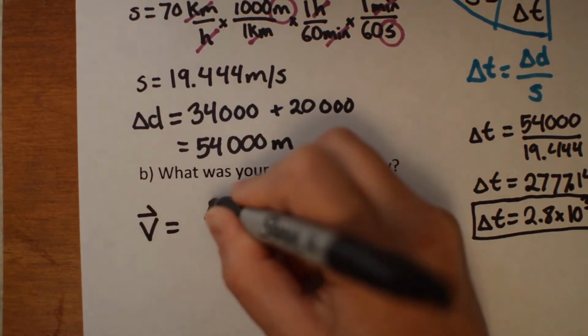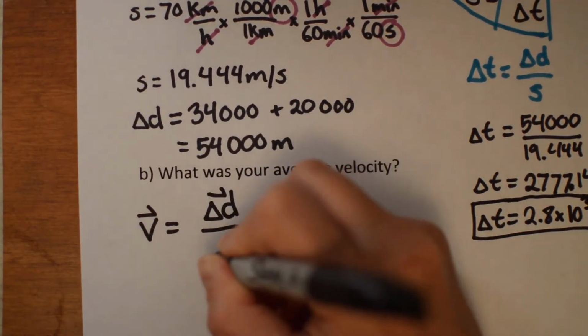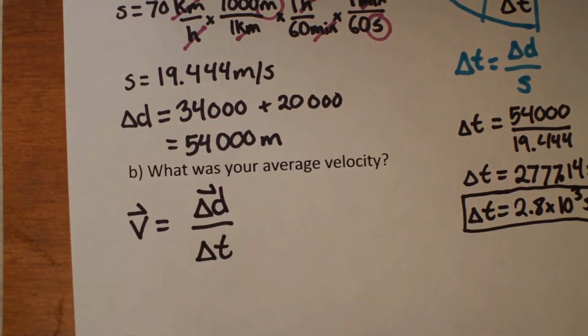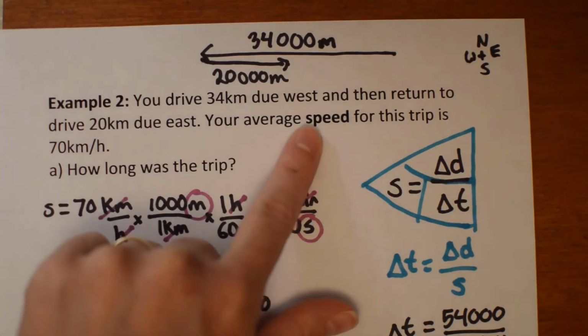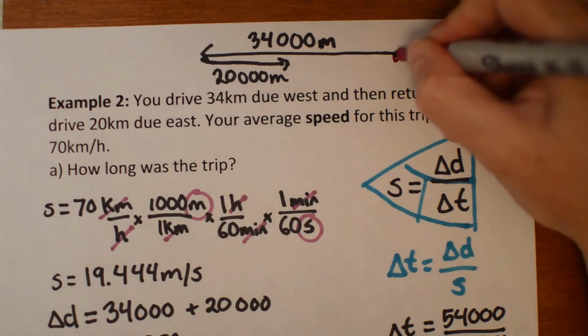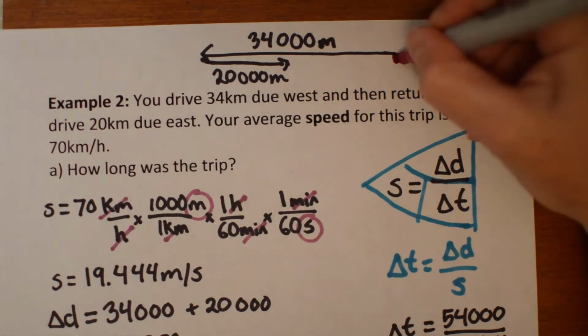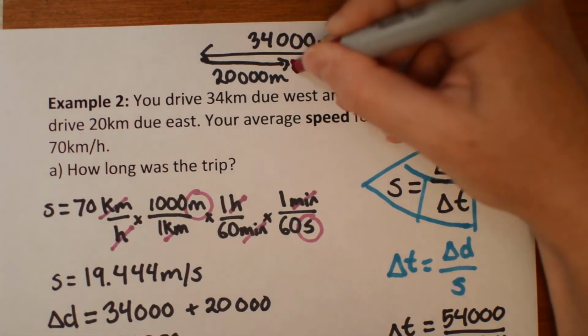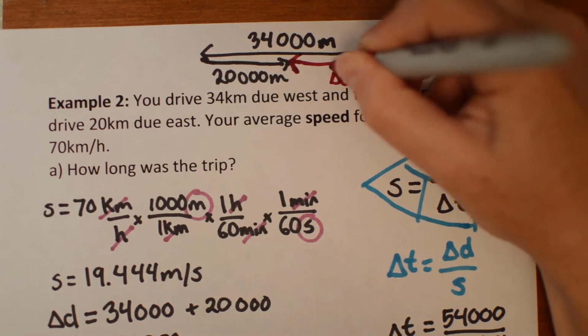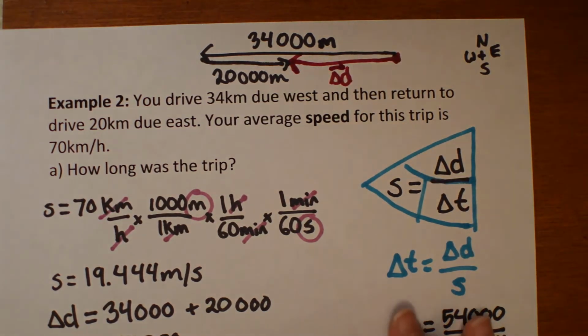All right, the average velocity. Velocity is your displacement over your time. So what I need to find here is the displacement. When I look up here, I can see my displacement is how far I go from start to finish. So that's my delta d with the arrow, the vector kind.